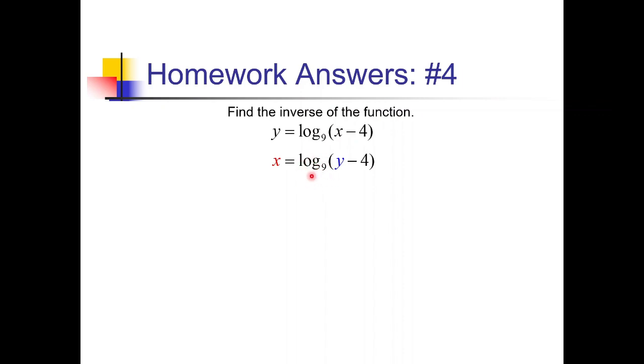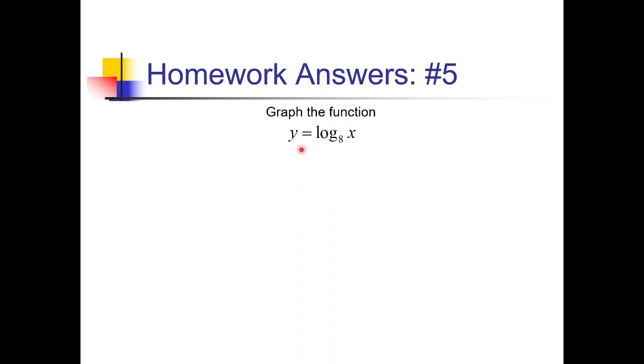So we would keep the base of 9 as a base, and we would just switch the input and the output. So I'm going to have 9 to the x equaling y minus 4. And then if I just add 4, I've got y by itself, so I can write f inverse of x equals 9 to the x plus 4.